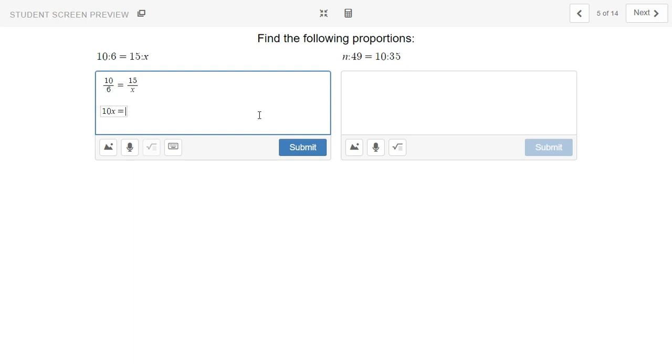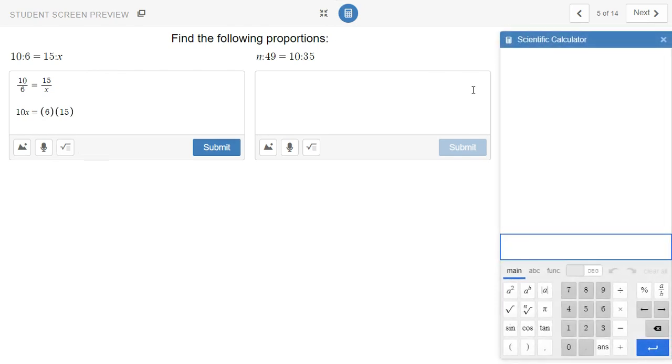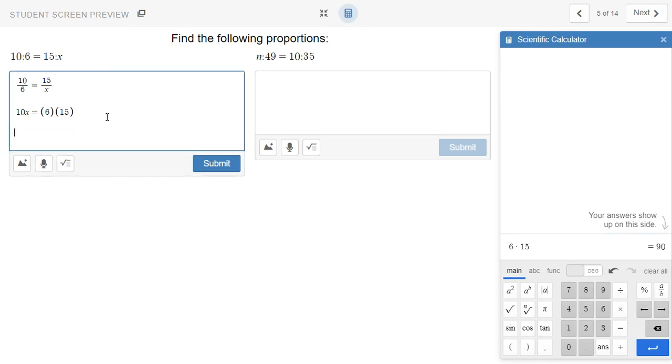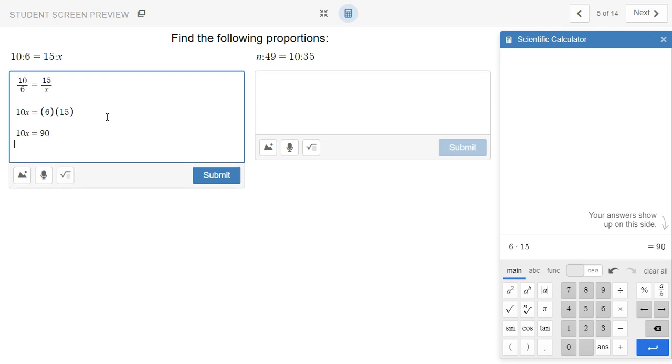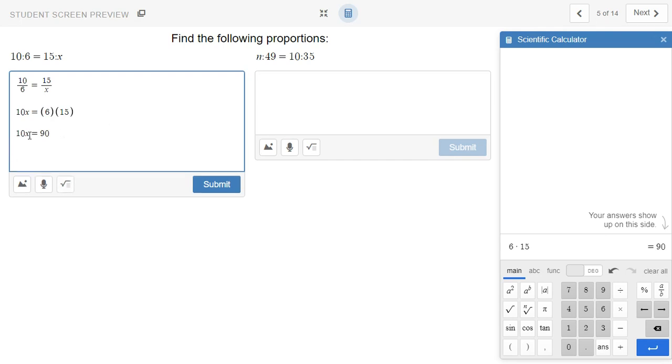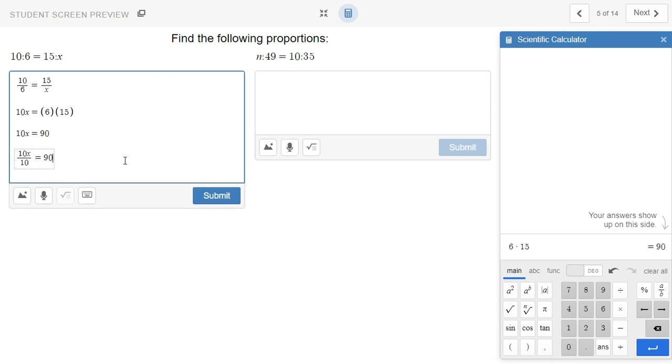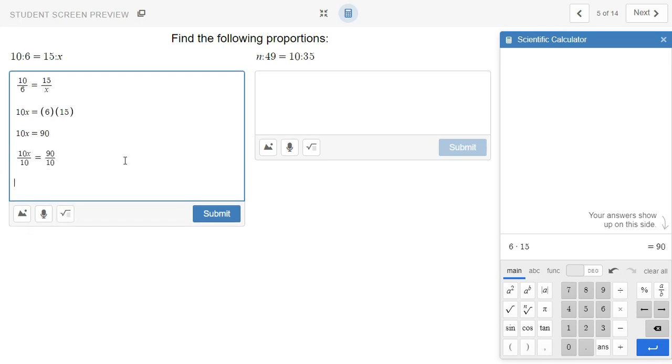10x is equal to 6 times 15. Now these brackets are just indicating that I'm multiplying numbers together. So put it into your calculator. 6 times 15 is 90. We have 10x is equal to 90. We're taking our coefficient of 10 and we're going to divide both sides by 10 now. Finally, we have x is equal to 9.